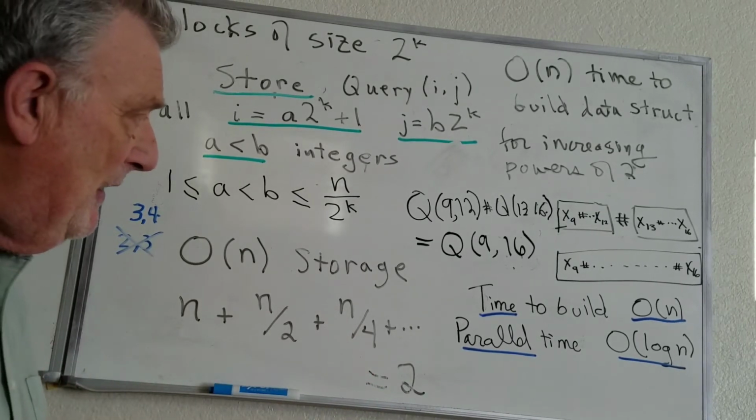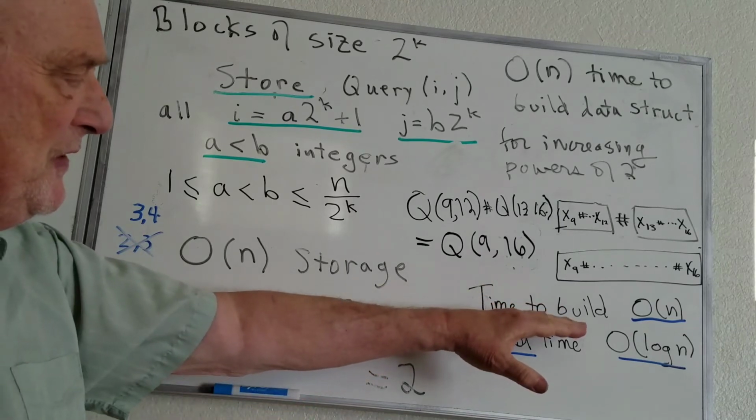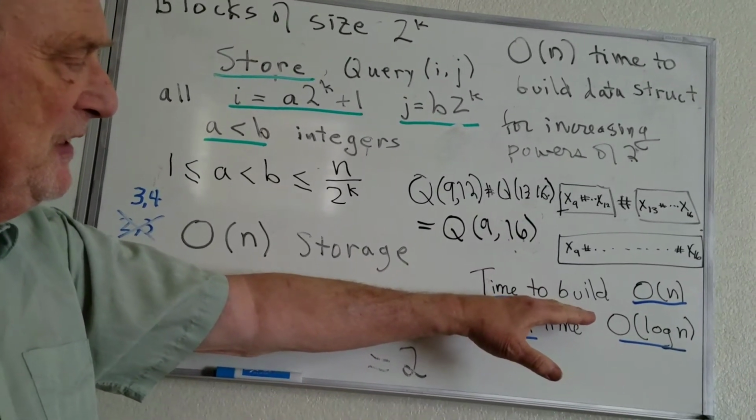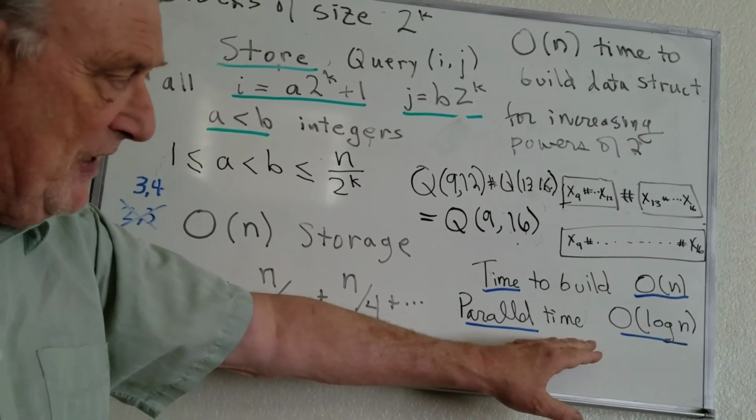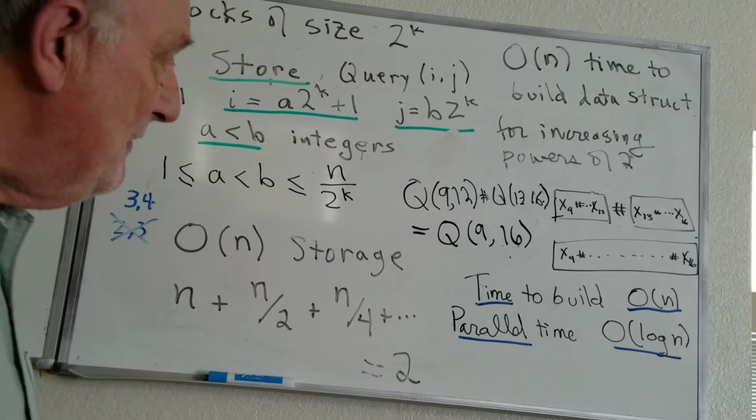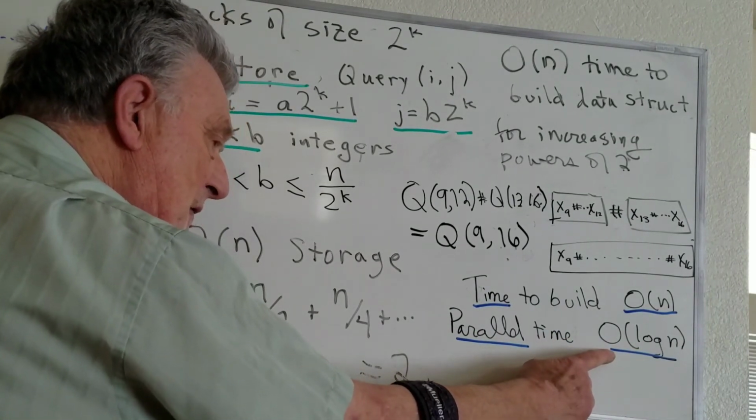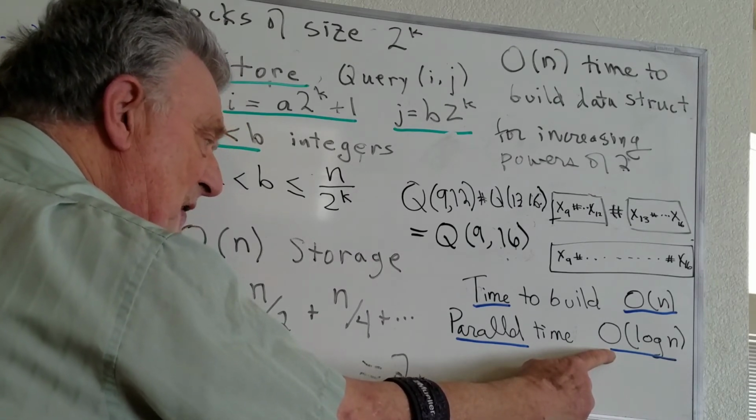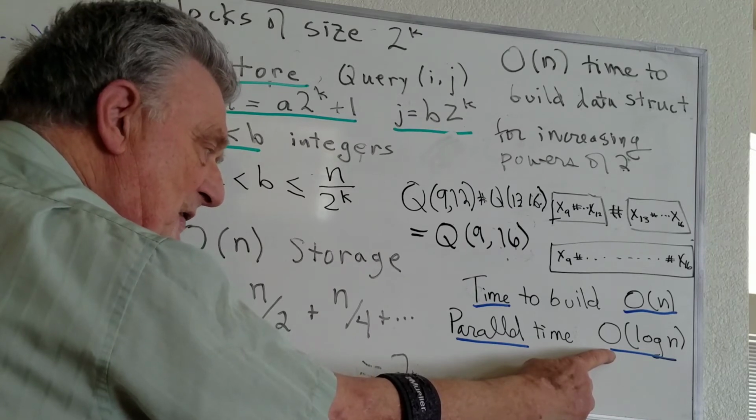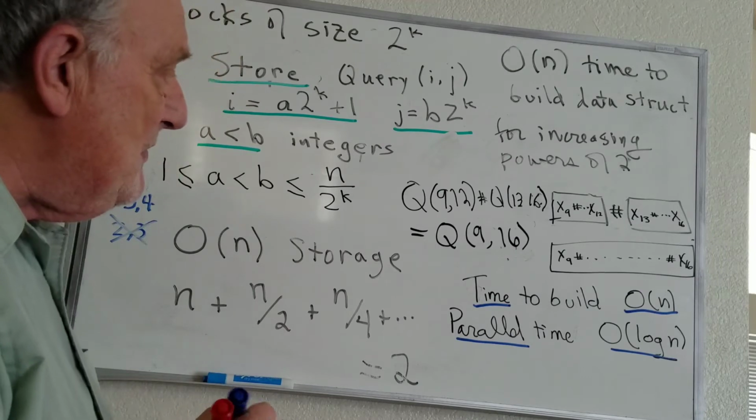Now, how much time does it take to build this data structure? Well, there are O of n things in there, so it takes O of n time to build it. But if you use parallel processors, you can build the whole thing in O of log n time by doing things at once. You do all blocks of size 1 all at the same time. Then you do all blocks of size 2 simultaneously. Then all blocks of size 4, then size 8, and so forth. So after log n levels, you're done building the structure.